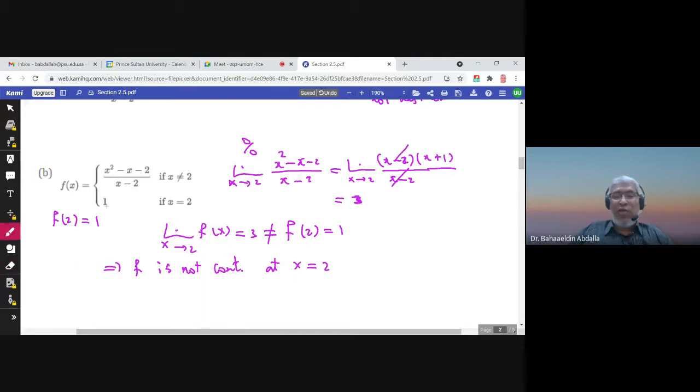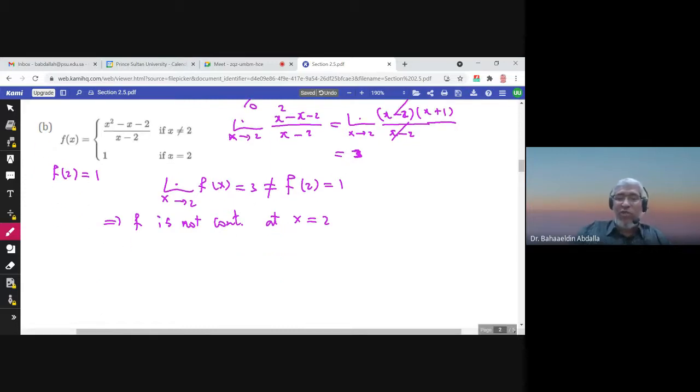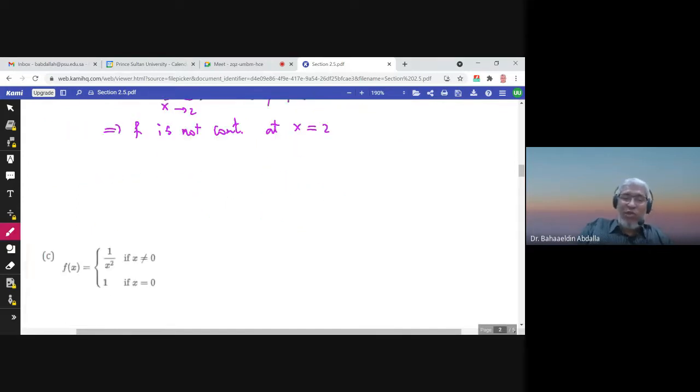So can we make this function continuous? Yeah, replace 1 here. Make f of 2 equals 3. Change 1 to 3. So this discontinuity is called a removable discontinuity because you can just remove it by changing 1 to 3. Then the limit would be equal to f of 2 and the function will be continuous.